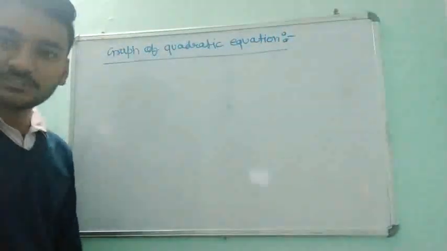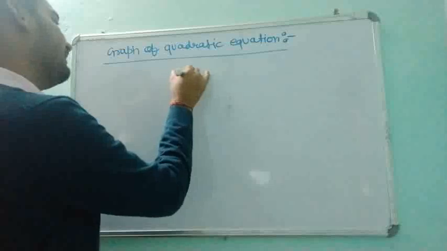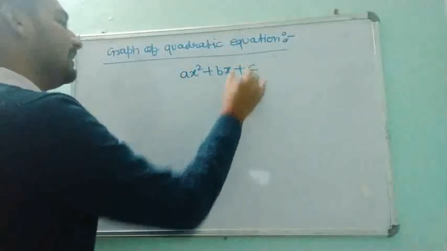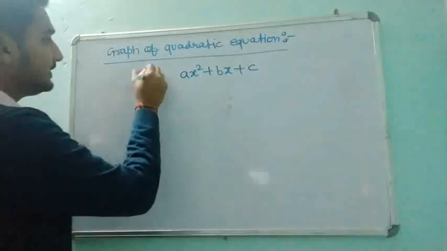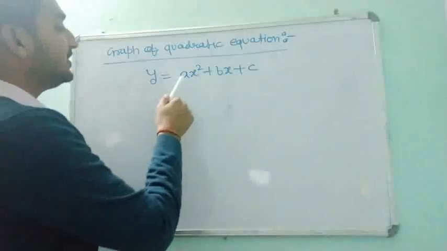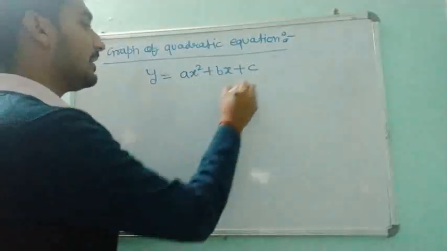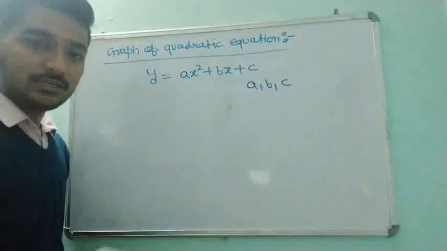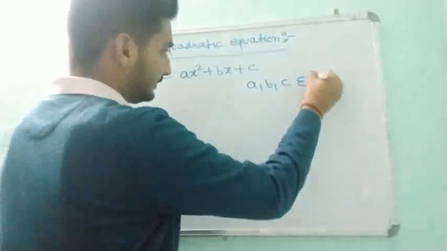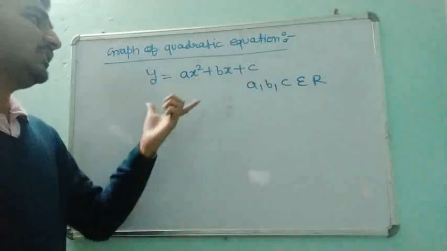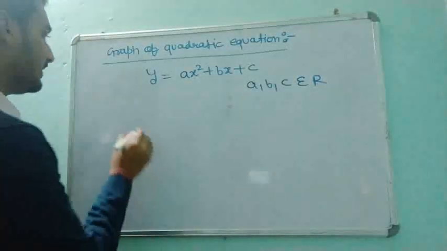We know the standard quadratic equation is ax square plus bx plus c, and we let this equation be y. In this quadratic equation, the coefficients a, b and c are real coefficients, or we can say a, b, c belong to the real numbers. Now, before coming to this standard quadratic equation, we consider two examples.